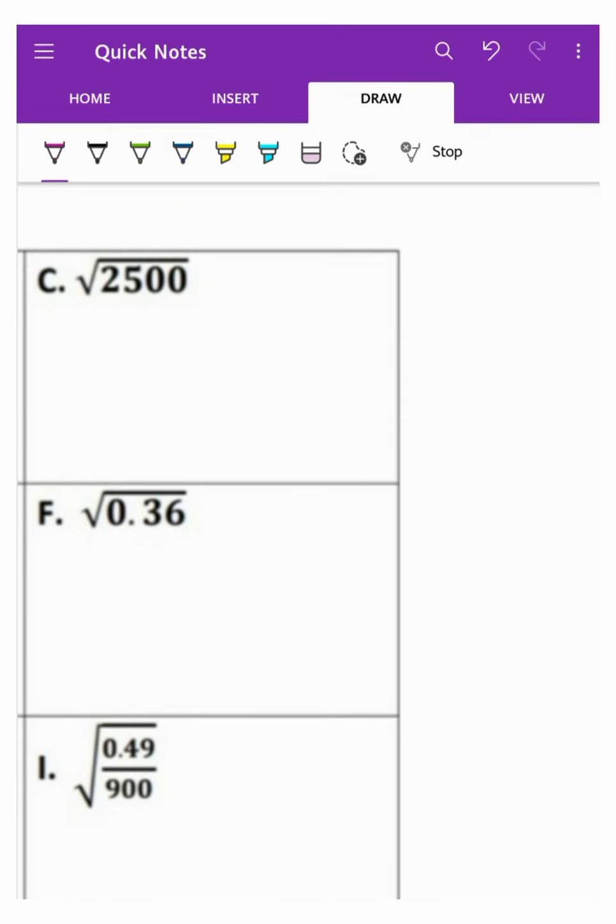Here, the same steps we have to use. As you see, 25 is a perfect square, and it gives 5. And we have 2 zeros here. We just take 1 zero. So the answer is 50.